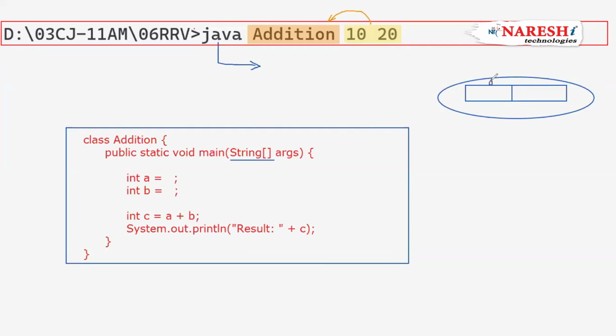Index number 0, 1. What is this object? What is the first value? Double quotes 10. Any data you typed on the keyboard is not a number. What is it? String. Double quotes 10. Second value? Not 20. Double quotes 20.